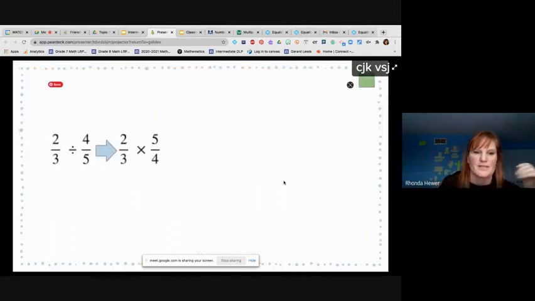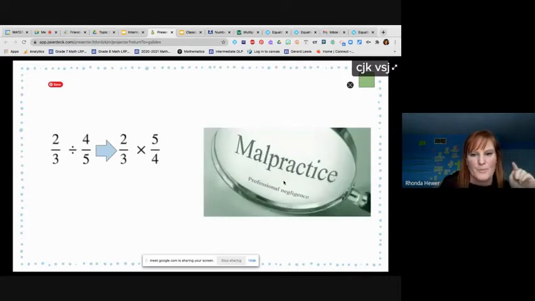So this should look familiar to most of you, I would think. This is how most of us were taught. This is maybe our only go-to strategy still, so I'm glad you're here if that's the situation. But this, if there was ever a malpractice suit in teaching, this is it right here.